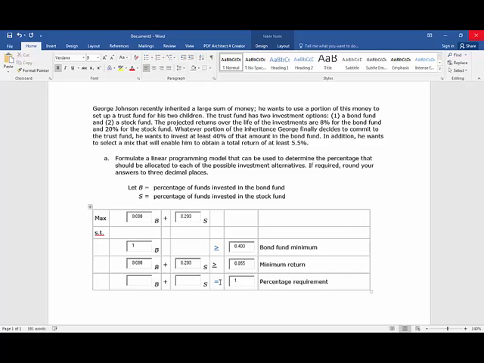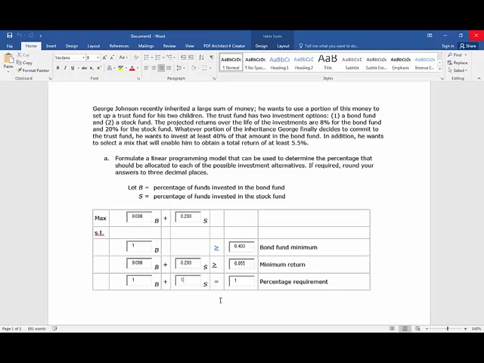So in this case, it's going to be a strict equality, and then it's going to be whatever my percentage of bonds and whatever my percentage of stock is, right? Because again, the way the decision variables are defined, if B is 0.5 and S is 0.5, then those add up to 100%, and I'm investing everything. So that's the formulation part.